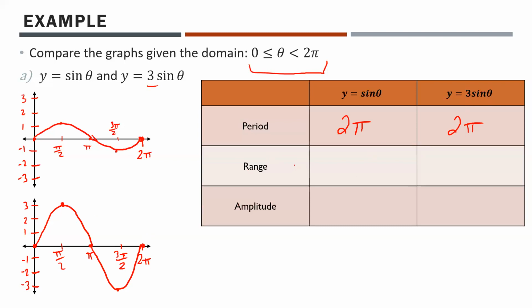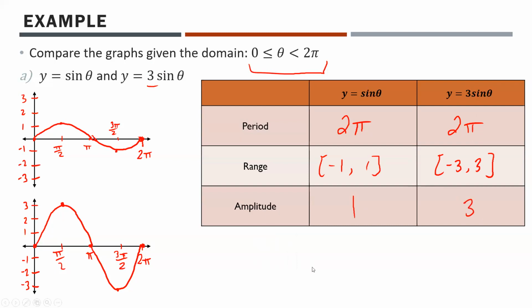Now our range, however, remember a range is your minimum to your maximum y value. The range of the original sine function is from -1 to +1. However, the range of this other sine function is from a minimum of -3 to a maximum of +3. So that absolutely did change. Notice how my range is dependent on that amplitude. That's an important thing to remember. And of course, that takes us to amplitude. This is probably the easiest question they've asked us. The amplitude of the original is, of course, 1, because that's what all sine and cosine graphs are. But for 3 sine theta, the amplitude is going to be 3 instead.